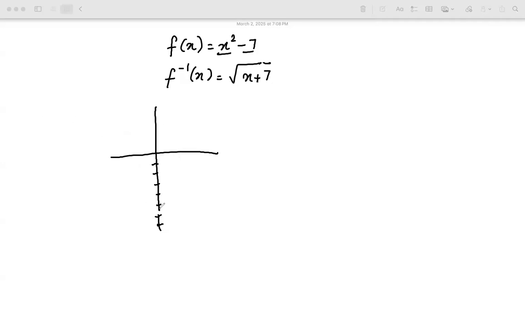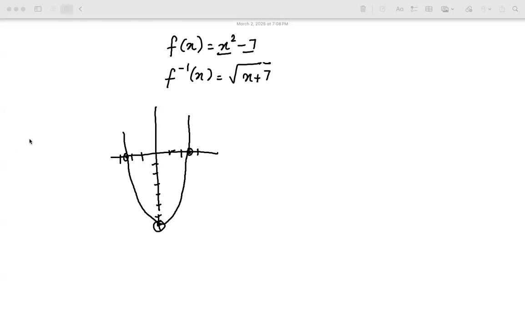If I put y equal to 0, x is equal to square root of 7, which is 1 point something. So it's a very narrow graph. Square root of 4 is 2, so square root of 7 is between 2 and 3. So this is your graph. I'll have at least 2 points.